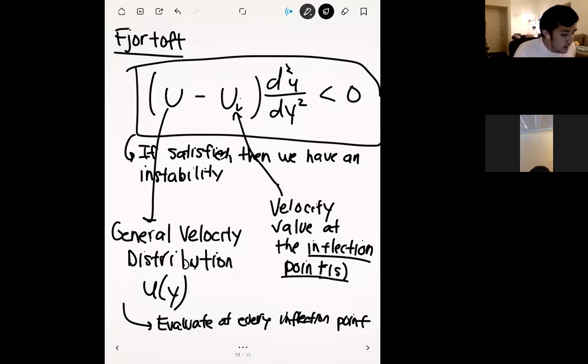And then the last aspect of Fjortoft's theorem that you need to include is this d squared u dy squared. Okay.